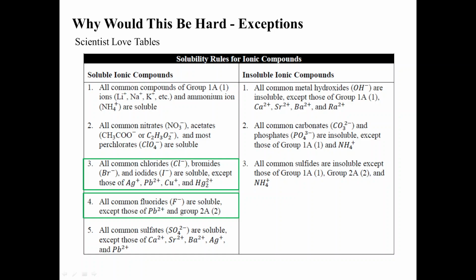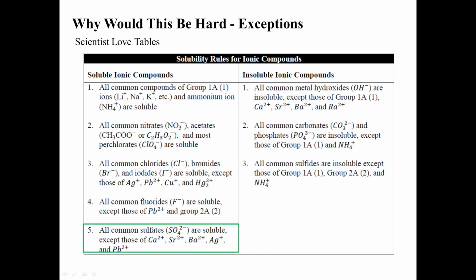exceptions. Now, these exceptions are useful in that we can use them to determine if there are other substances or contaminants in our water. So this is very useful for trying to isolate how much lead might be in our water, things of that nature. And the same is true for sulfates. Again, most of them are soluble, but there are a few exceptions.